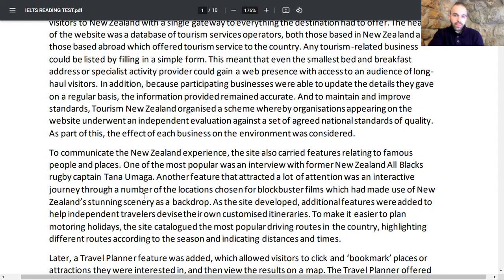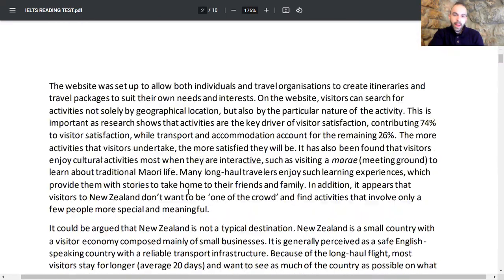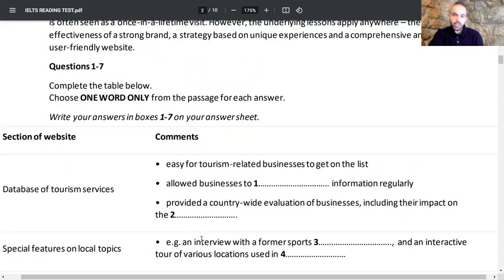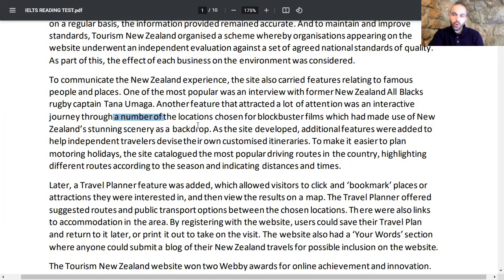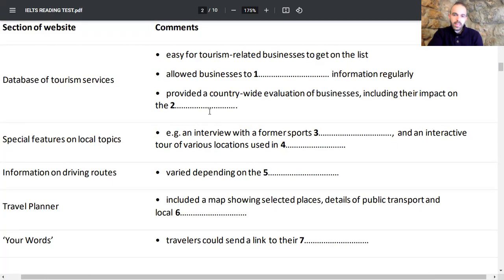We even have a number of, which is a synonym of various, because if you go back to sentence number 4, we have the words various locations, and here it says a number of the locations. So various locations chosen for blockbuster films. So locations in films, and I assume that films is the most suitable answer. If I go back to number 4 and read it, it says, for example, an interview with a former sports captain and an interactive tool of various locations used in films. Now for number 5.